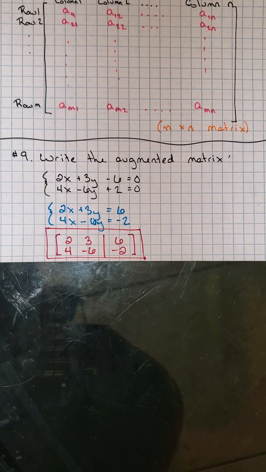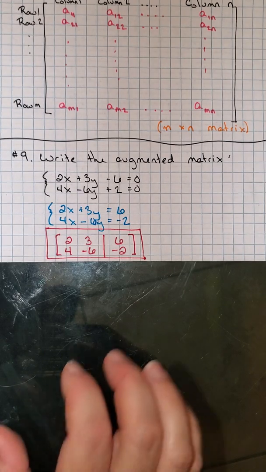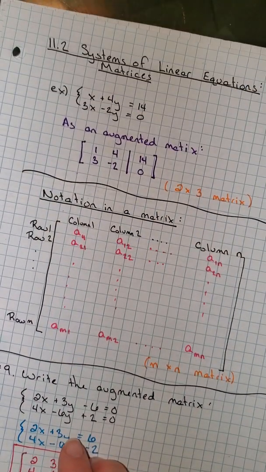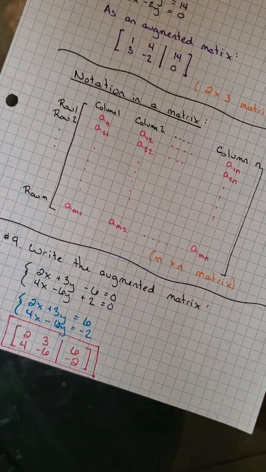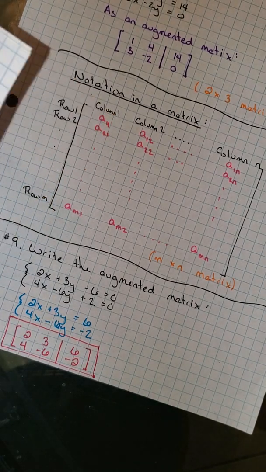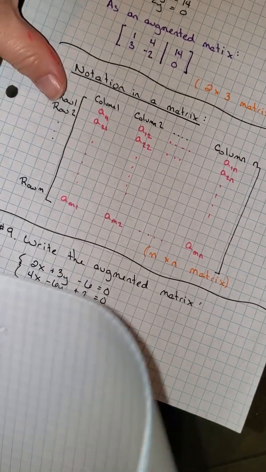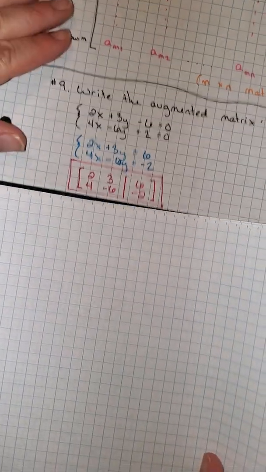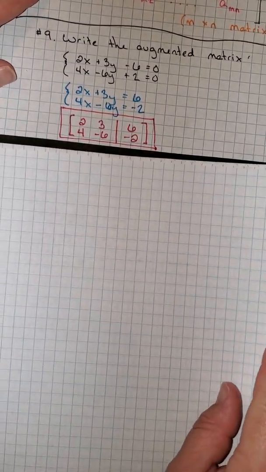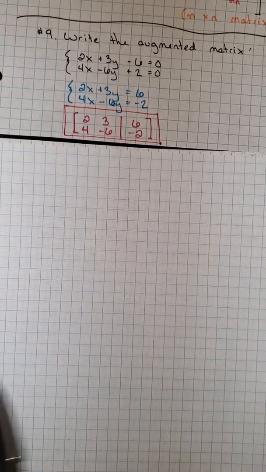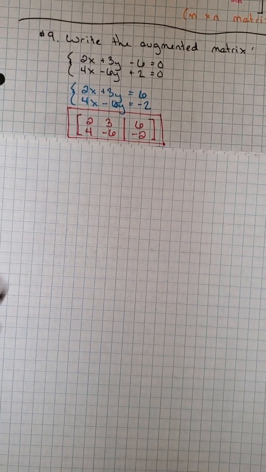Alright, so once you have things in an augmented matrix, you're going to be asked to do some row operations. There are certain things you can do inside of a matrix that are considered legal, and they don't affect the outcome of the matrix. These are called row operations.